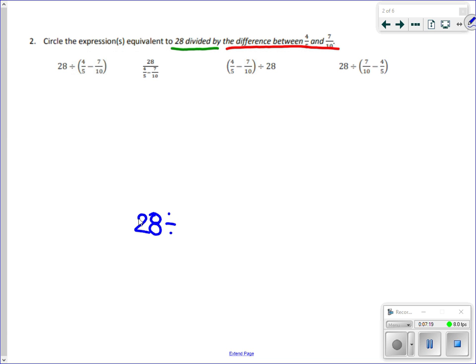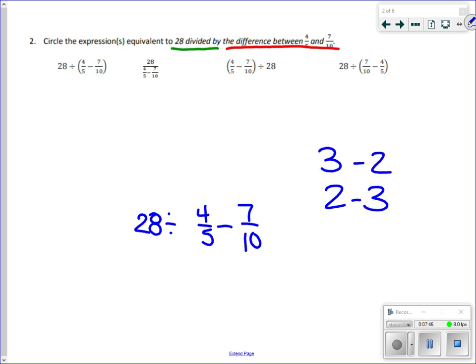When you're going to do that, you need to do it. The difference between 4/5 and 7/10. Can you flip-flop subtraction? You will get a negative number. You cannot flip-flop subtraction. One is negative and one is not. So I cannot flip-flop these numbers. If it's got 4/5 and 7/10, the difference between 4/5 and 7/10, you have to keep them in that order.